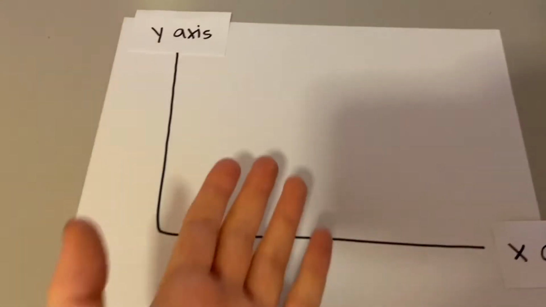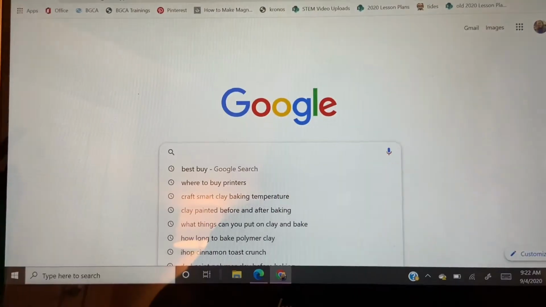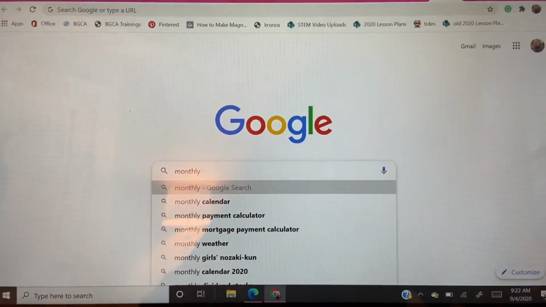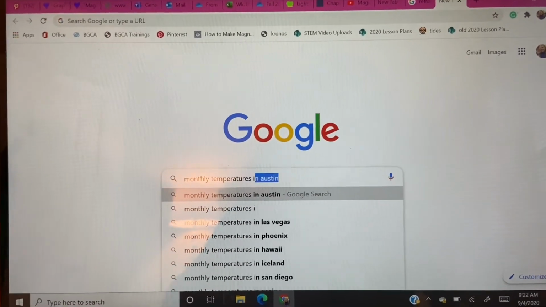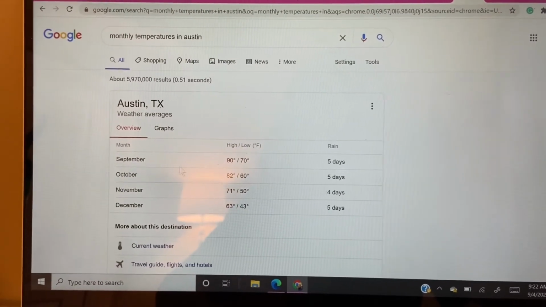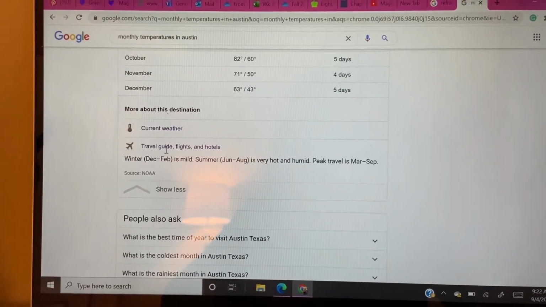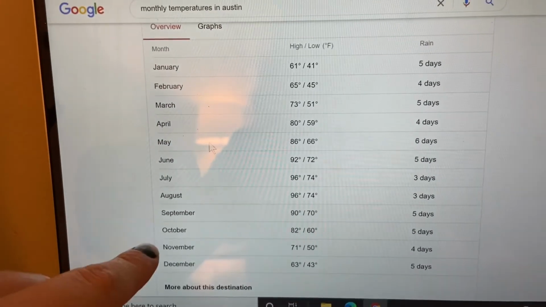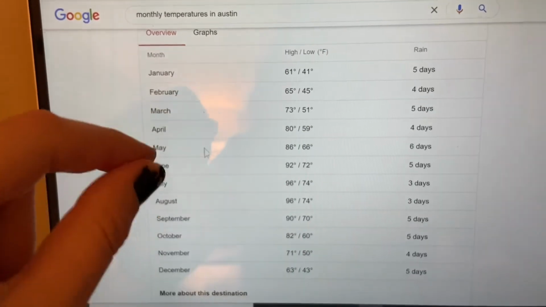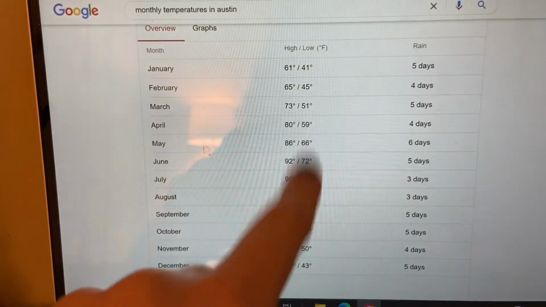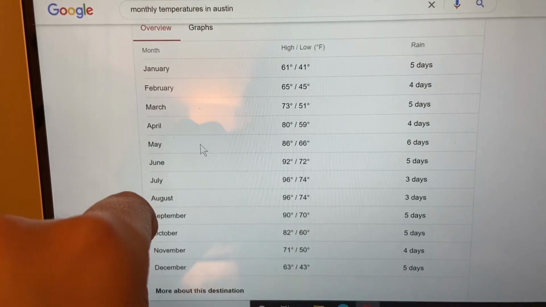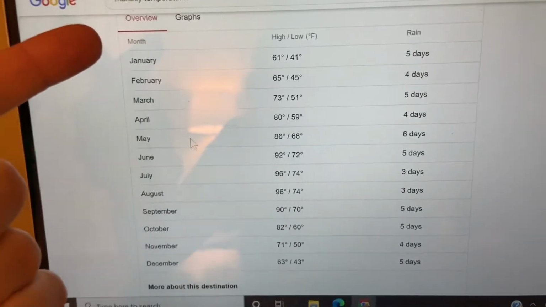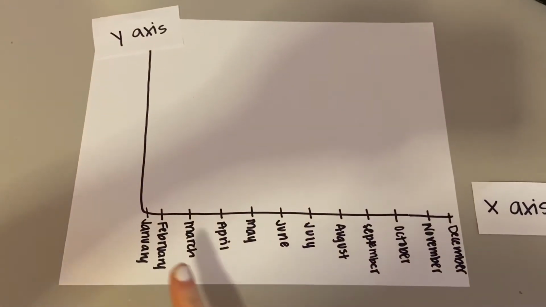But you're probably thinking, what data am I going to put on here? Good question. Like I was saying in my example, I want to find something that changes over time. So I'm going to do the monthly average high temperatures in Austin. The first thing that comes up is basically the average high and low temperatures in each month. On our graph, I'm going to put each of the months on the x-axis because that is our time and that is what I am controlling, because our temperature is a result of the month of the year. So I'm going to write these on my x-axis. So this is what my graph looks like at this moment.